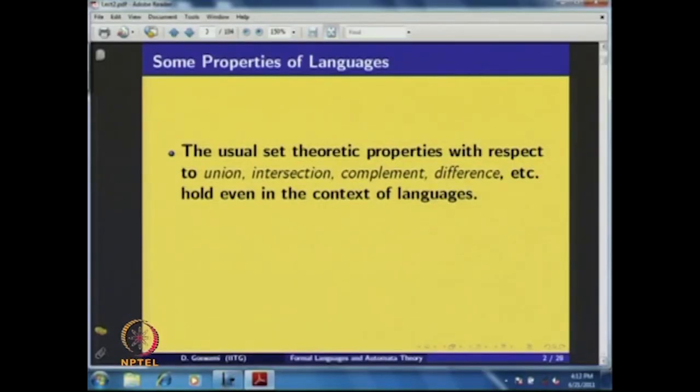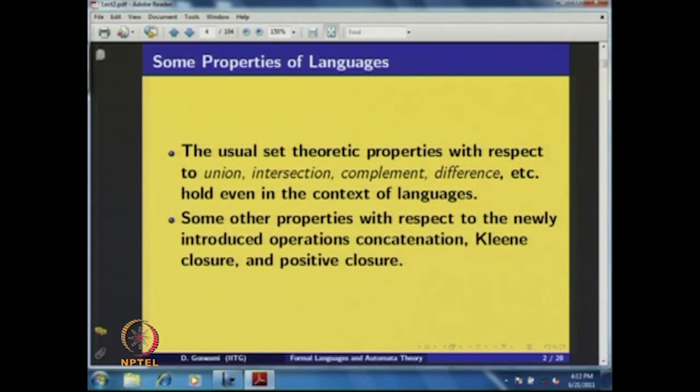Okay, so far we have defined alphabets, strings, some string operations, and then we have defined formally a language. We have given some examples of language also. So, next we will discuss some properties of languages. Some of the properties we have already discussed. For example, the usual set-theoretic properties with respect to union, intersection, complement, difference, etcetera, hold even in the context of languages. So, we are interested in some other properties with respect to the newly introduced operations, concatenation, Kleene closure, and positive closure.